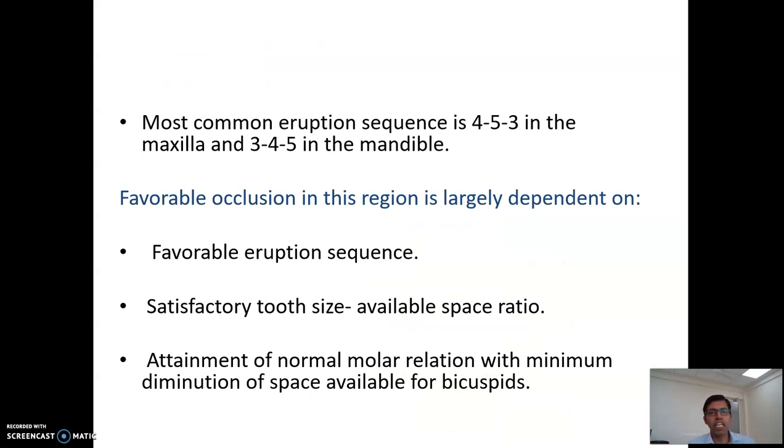The most common eruption sequence in the maxillary arch is that the first tooth to erupt is the first premolar, followed by the second premolar, and then the canine. Whereas in the mandibular arch, it is canine, first premolar, and then second premolar. Favorable occlusion in this region is largely dependent upon the following three criteria: favorable eruption sequence, satisfactory tooth size to available space ratio, and attainment of normal molar relation with minimum diminution of space available for the bicuspids.